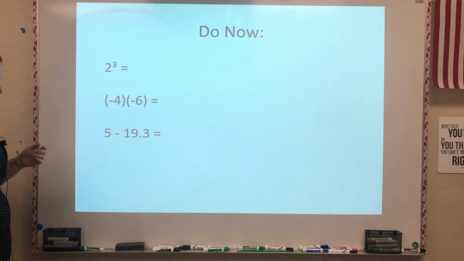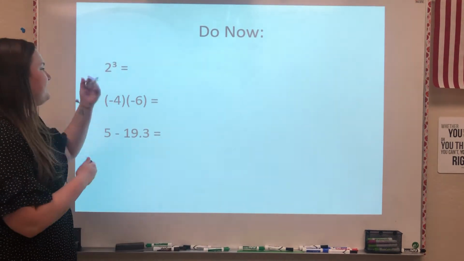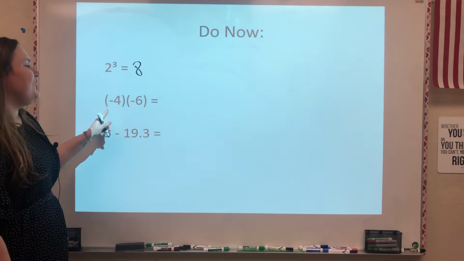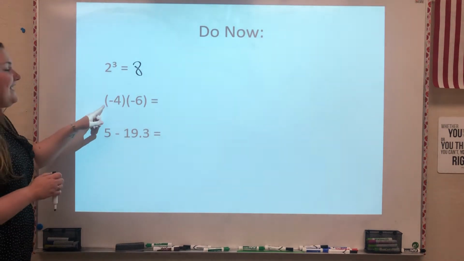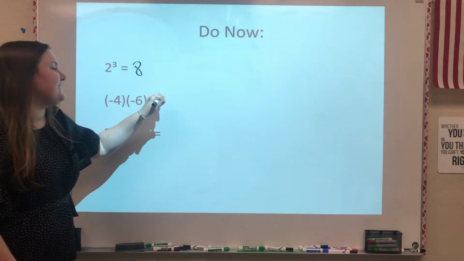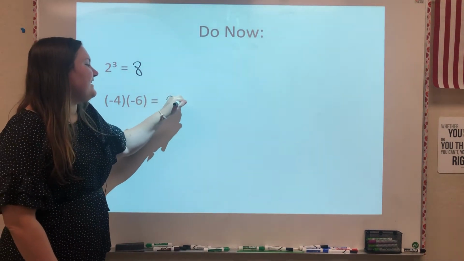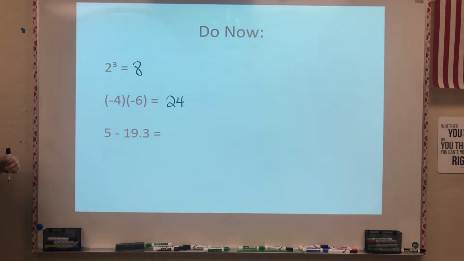I would read that as 2 cubed. The math for that is 2 times 2 times 2, which would give you 8. The next one. This one I would read as -4 times -6. 4 times 6 is 24, and we learned that a negative times a negative gives you positive. And then this last one says 5 minus 19.3.